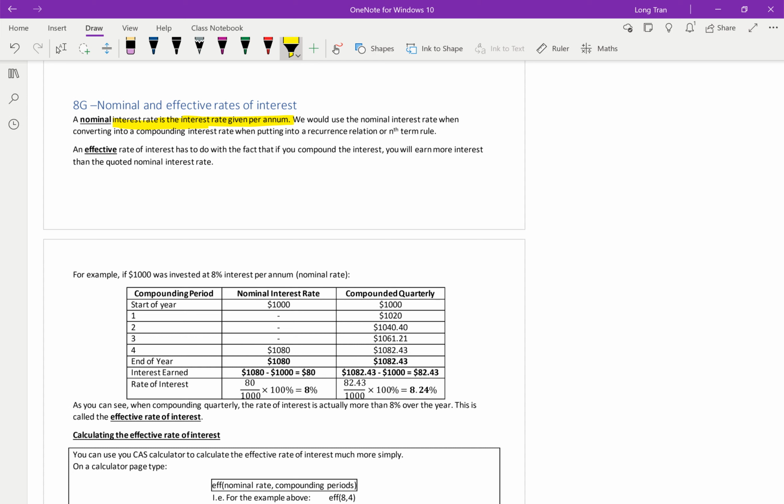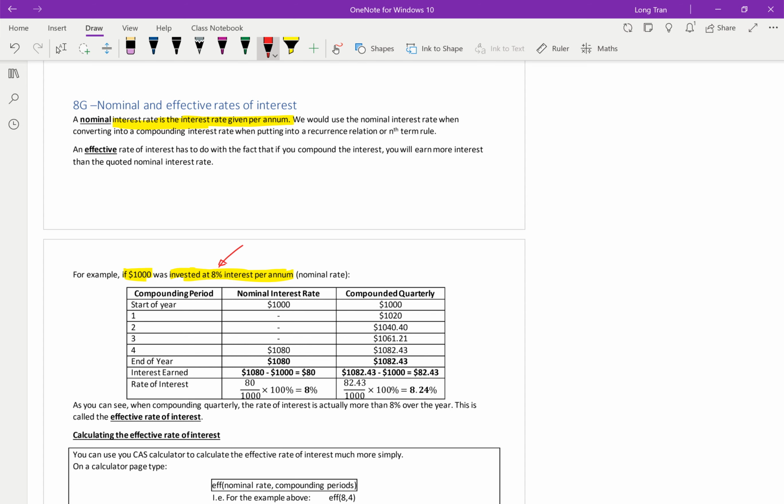Now, we use a nominal interest rate when converting into a compound interest rate when putting into a recurrence relation. Sounds very confusing. All they're trying to say is, if you had $1,000 and it was invested at 8% interest per annum, what does that mean? It just means that you chose to give $1,000 to, say, a bank, you're investing it, and what they give you is a rate per year. So they're saying that 8%, if you still have $1,000 in your bank account, at the end of that year, they'll take 8% of 1,000 and add on top.